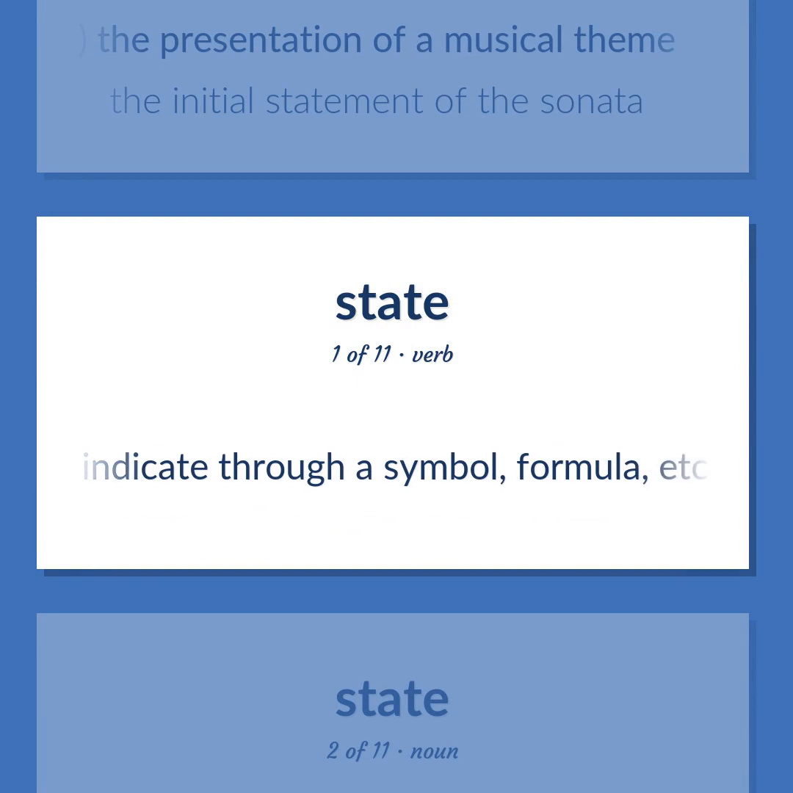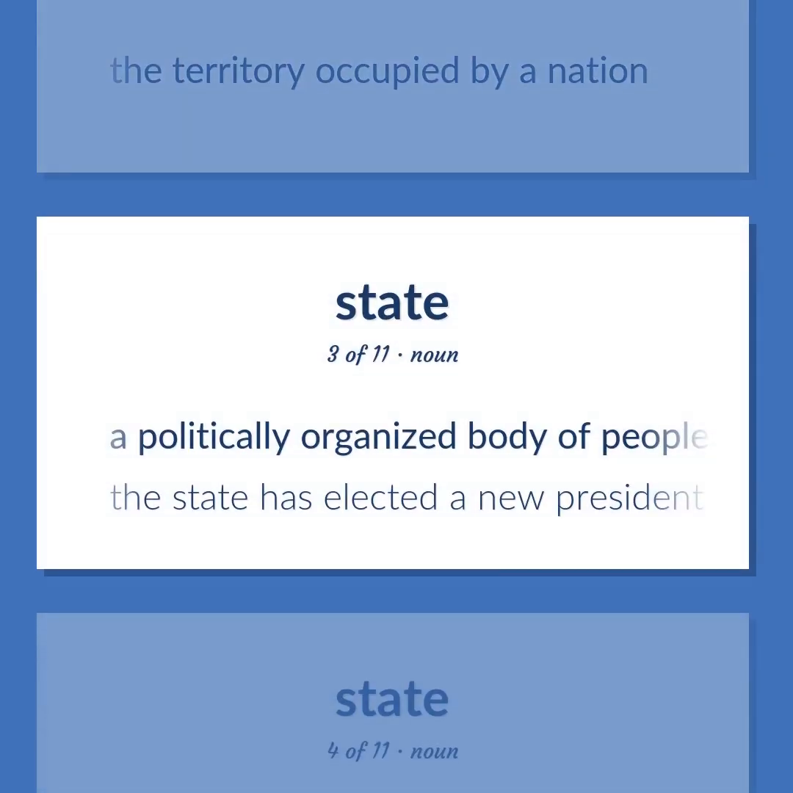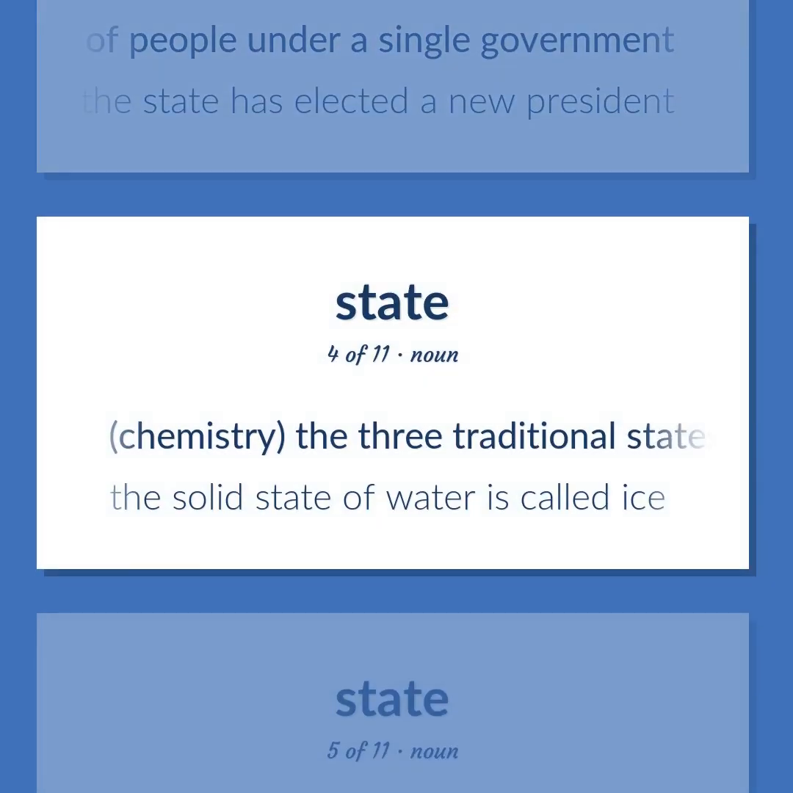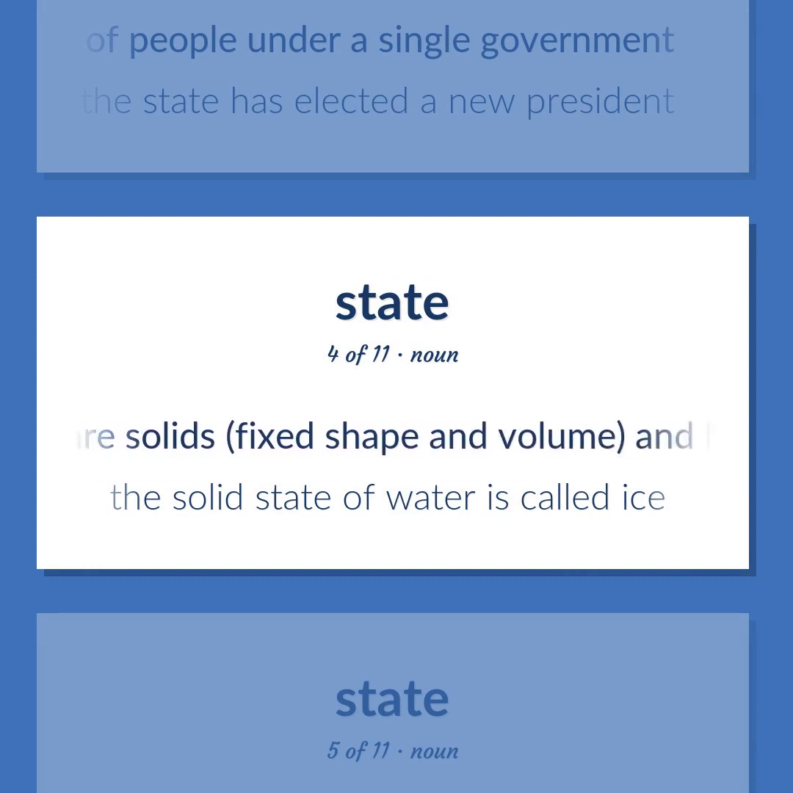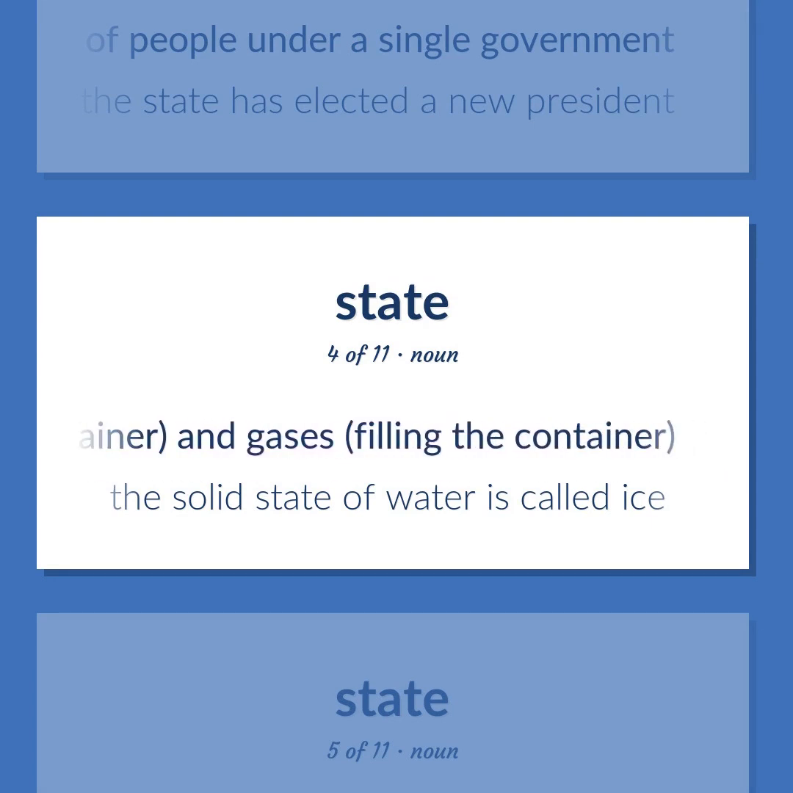Indicate through a symbol, formula, etc. The territory occupied by a nation. A politically organized body of people under a single government. The state has elected a new president. Chemistry. The three traditional states of matter are solids, fixed shape and volume, and liquids, fixed volume and shaped by the container, and gases, filling the container. The solid state of water is called ice.